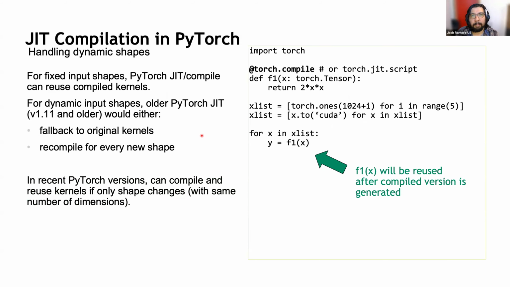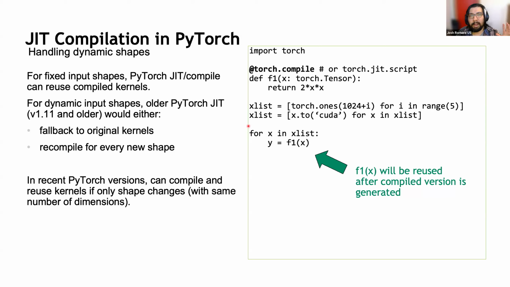Okay. Other things to take into consideration when you're looking at JIT compilation in PyTorch is that older PyTorch JIT wouldn't handle dynamic input shapes. For most models that you're running, you usually have a static input shape that you run over and over again. But there's some models where the input shape might be dynamic.